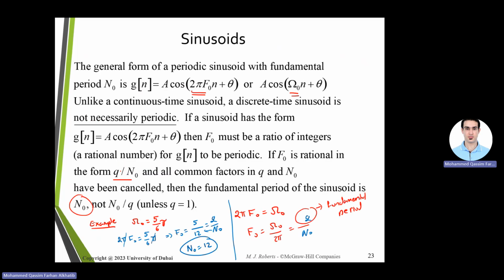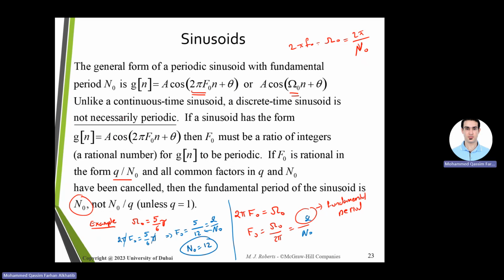Okay. Now, with sinusoids, the general form of periodic sinusoids with fundamental period N naught is A cosine of 2 pi f naught n plus phi, or omega naught n plus phi. So the relationship is 2 pi f naught equals omega naught equals 2 pi over N naught. So keep that in mind.